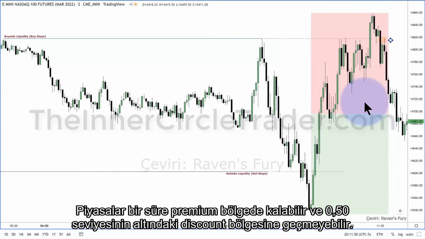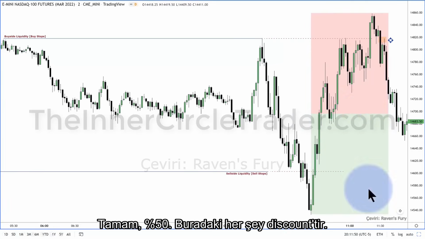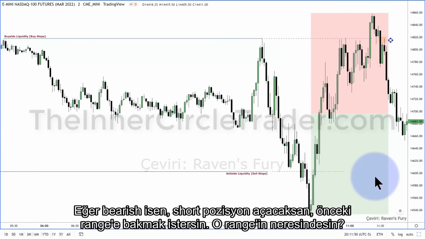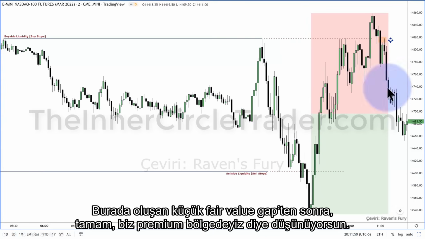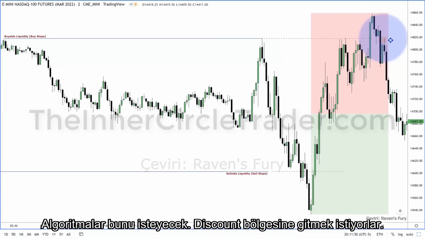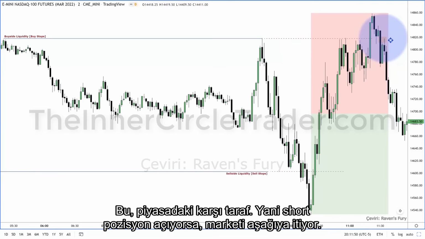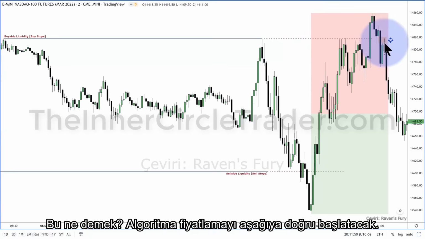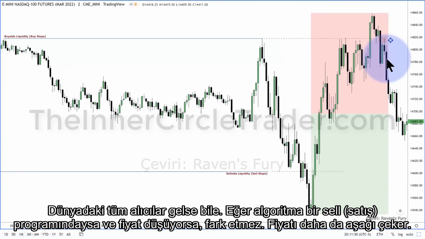It means it's expensive. Now markets can stay in a premium for a while and not go to a discount, which would be below the 50 point. Okay, 50%. Anything down here is a discount. If you're bearish, if you're ever going short, you want to look at the previous range. Where are you at inside that range? So when this formed here, that little fair value gap, you're thinking, okay, we are in a premium, so algorithms will want to go to a discount. That's the opposing side of the marketplace. So if it's going short here, it's driving the market lower. What does that mean? The algorithm is going to start pricing lower. You can have all the buyers in the world come in.